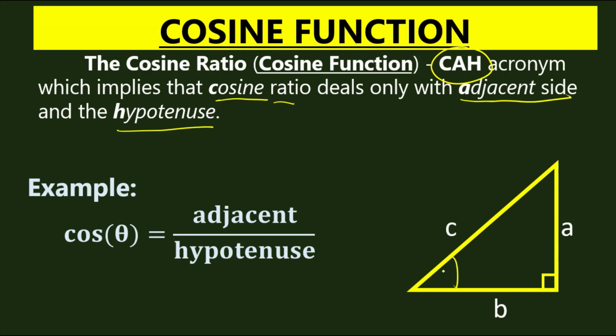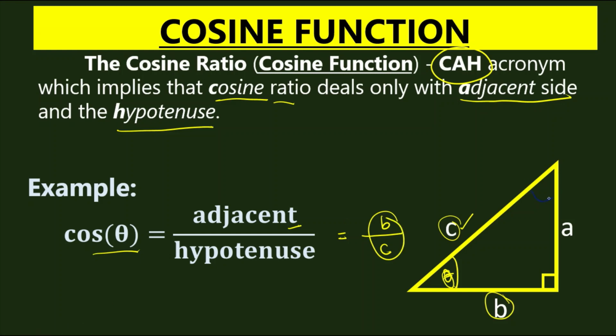Again, if we have this theta, to get our cosine theta, we take the adjacent side of the right triangle with respect to the position of theta. Adjacent means the side next to theta. From this theta, the sides next to it are C and B. But C is the hypotenuse, so the adjacent for theta is side B. Over the hypotenuse, which is C. So, cosine theta is equal to B over C.